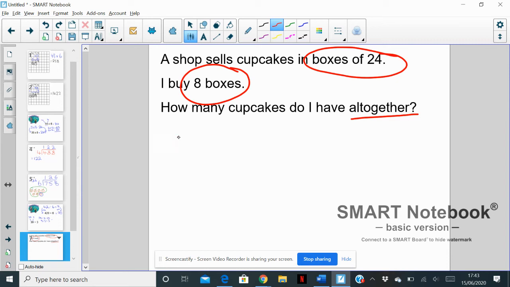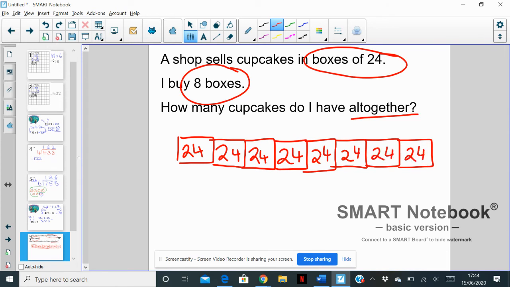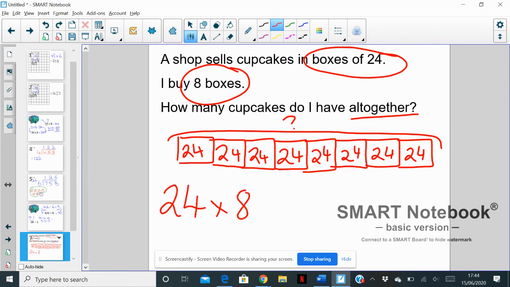So I know that each box has got 24 cupcakes in it, and I'm buying 8 of these boxes. I'm going to draw my 8 boxes to help me visualize what is being asked, and each of those got 24 cupcakes in. So I can see here that I have got 8 lots of 24. I want to know what that is all together. So I can see I'm going to need to do 24 times 8.